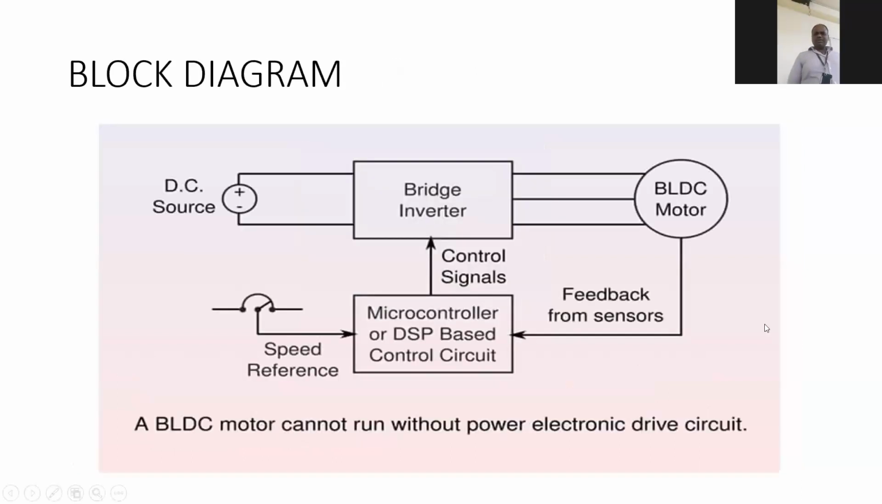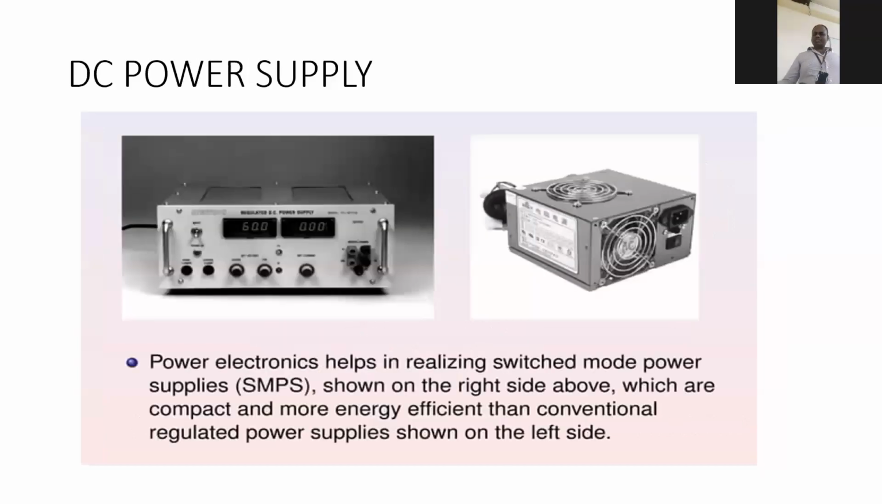Next slide. If you consider this block diagram of the BLDC motor, it gives the perspective that it cannot run without a power electronics drive circuit. Now we can learn how the power electronics circuit enters the picture, and how the conversion from the DC source is taken care of for the BLDC motor by using a microcontroller or DSP-based controller circuit, which is considered a closed loop control system. Yes, next slide, madam.